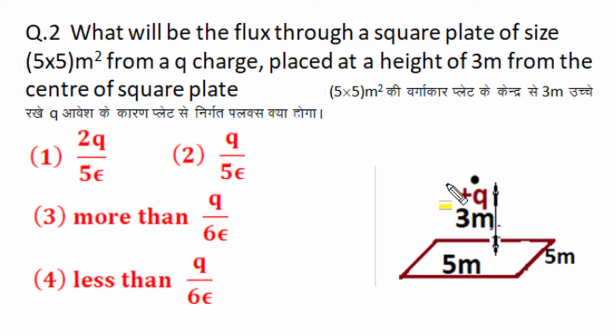In this case, as this Q charge at the center of the 6 meter by 6 meter by 6 meter cube contributes total Q upon epsilon flux, one face of the cube will have Q upon 6 epsilon, and 5 by 5 square meter is less than 6 by 6 square meter, so it would have less than Q upon 6 epsilon flux.